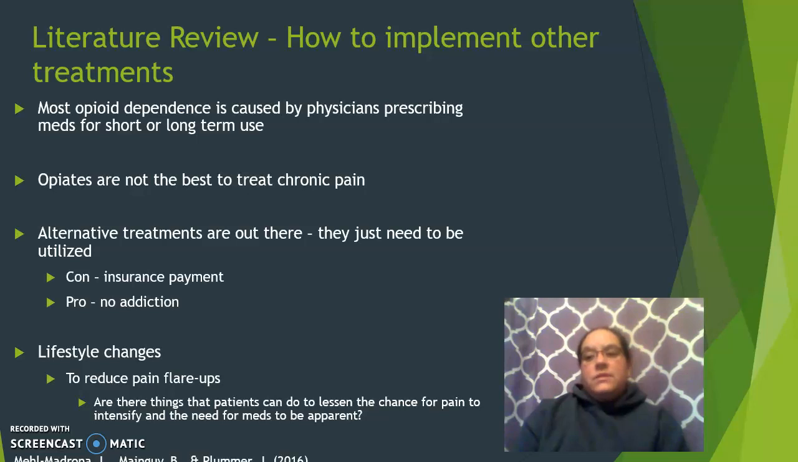With the implementation of this type of program, I am hoping to bring awareness of what some of those other alternatives can be. I want to promote an all-around better way of dealing with pain and take into account all aspects of patient care.